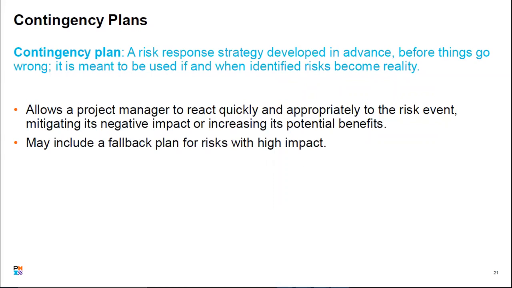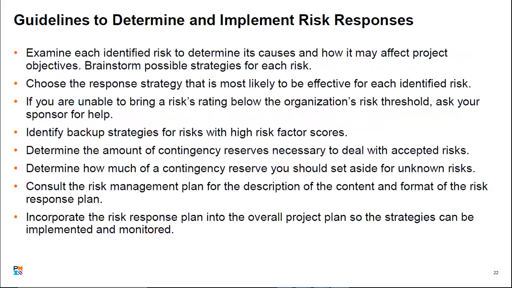It allows the project manager to react quickly and appropriately to the risk event, mitigating its negative impact and increasing its potential benefits. It may include a fallback plan for risk with higher impact. So when you have higher impact, your contingency plan may have a fallback plan that helps you have a secondary solution for that risk event.